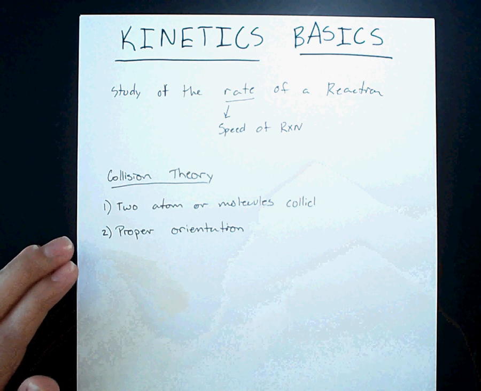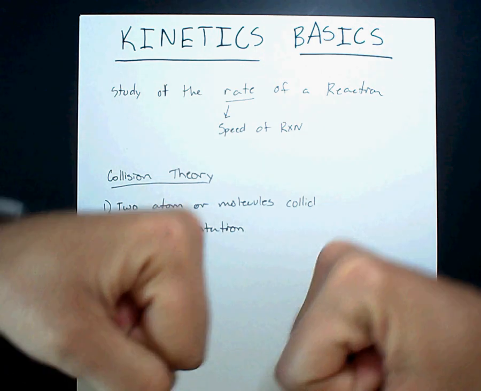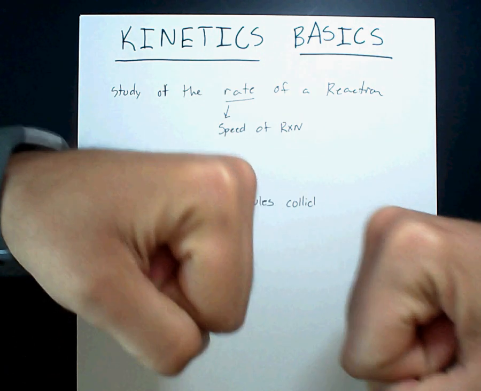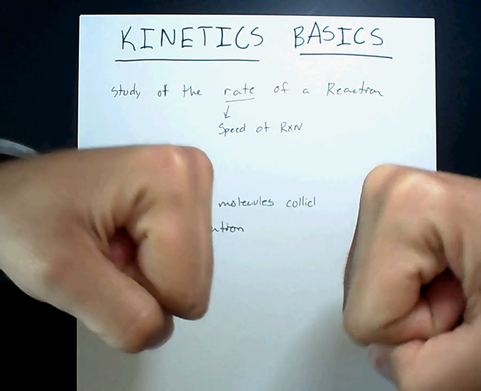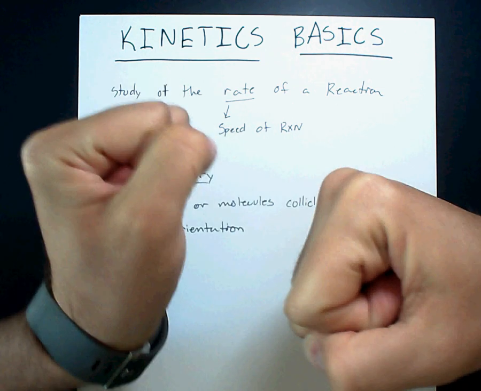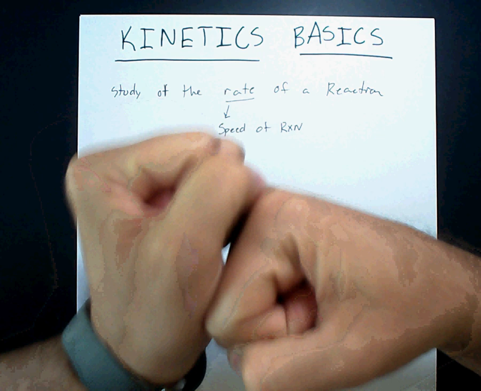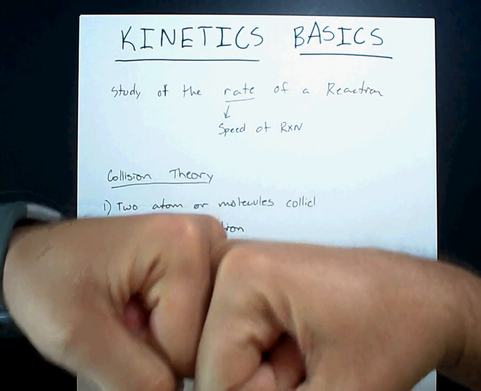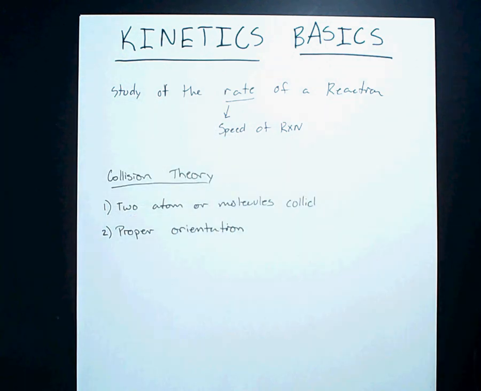If things don't collide with the proper orientation, so let's say they have to collide like this in order to make a reaction happen. If they collide sideways like this, it won't happen. So they have to collide with the proper orientation in order to make the reaction happen.